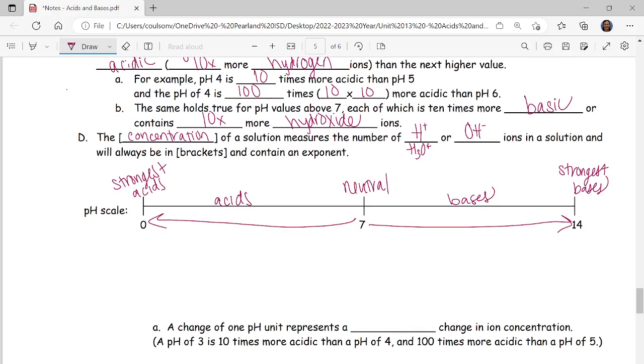And then underneath this, we wrote that a change of 1 pH unit represents a 10-fold change in ion concentration. So a pH of 3 is going to be 10 times more acidic than a pH of 4 and 100 times more acidic than a pH of 5.